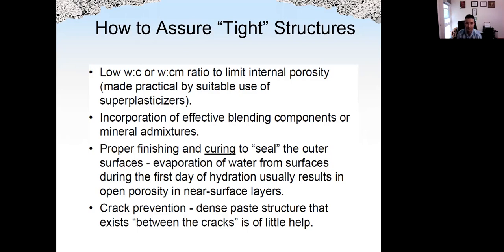For example, if we design a high strength concrete with a very low water cement ratio, the pore structure may be very dense, but if the concrete cracks due to autogenous shrinkage, then the water and harmful materials will penetrate easily through the cracks. So that will be no help. So crack prevention is very, very important also.